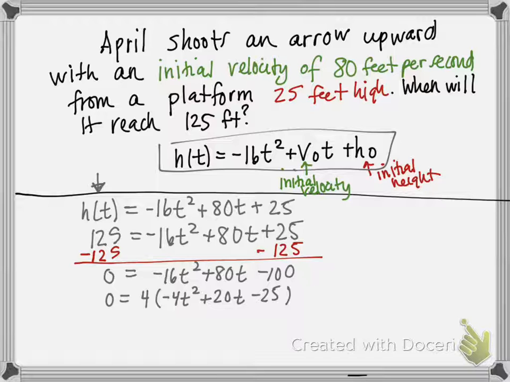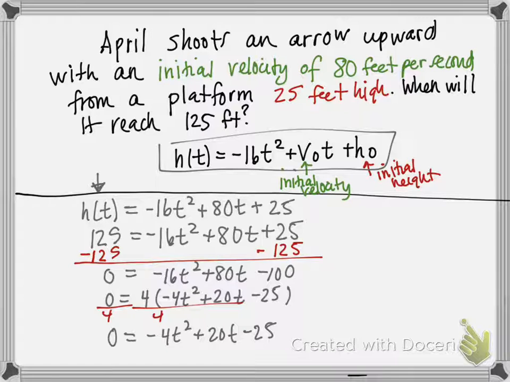And from there, I could actually divide both sides by 4 to move that 4 to the left side, so that kind of eliminates the 4 completely. So I have negative 4t squared plus 20t minus 25. Then from here, in order to solve, there's really two options. Factor and apply the zero product property, or if it can't be factored, you can always use the quadratic formula.